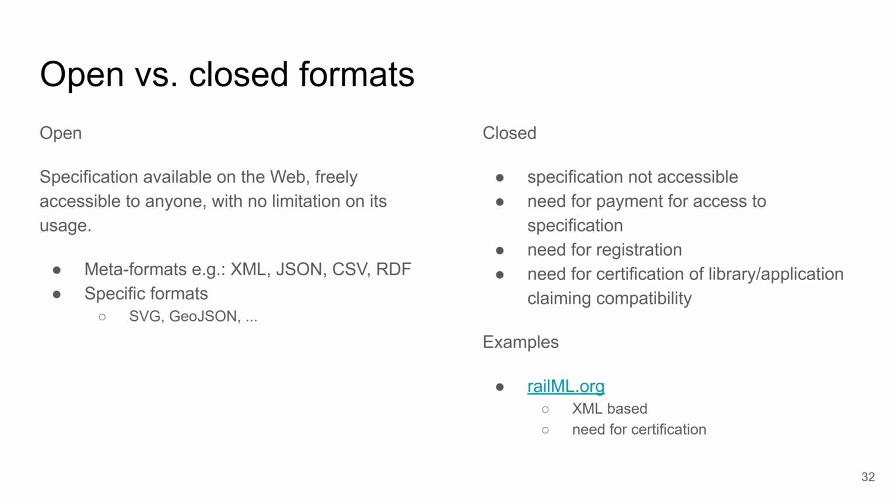An example of such a format is RailML, which is an XML-based format. It has a specification available online. It is used for representation of rail-related data, so timetables, but also rail topologies and so on. And if you want to create an application and say that you are consuming or you are working with RailML data, you need to undergo certification. Otherwise, you cannot claim that.